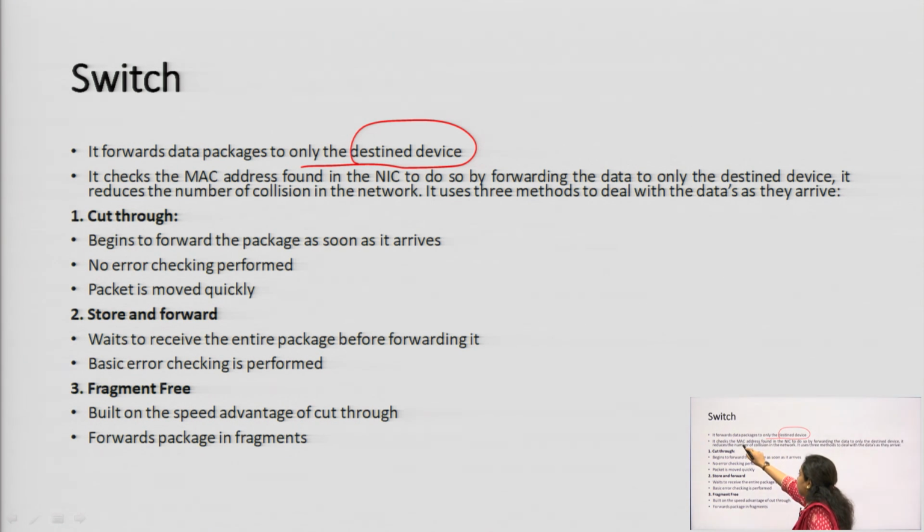It checks the MAC address found in the NIC. By forwarding the data to only the destined device, it reduces the number of collisions in the network. It uses 3 methods to deal with the data that has arrived. The first thing to note about the switch is that point to point communication is possible. Secondly, it will reduce collisions.